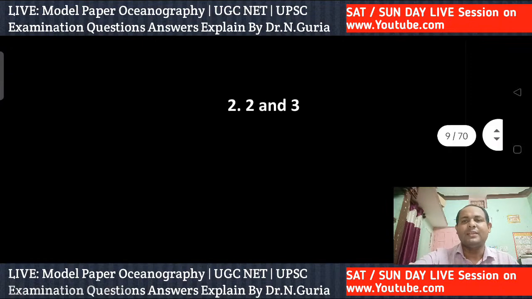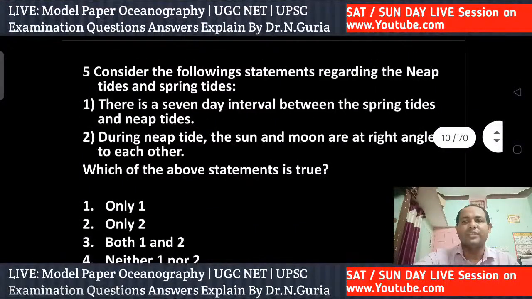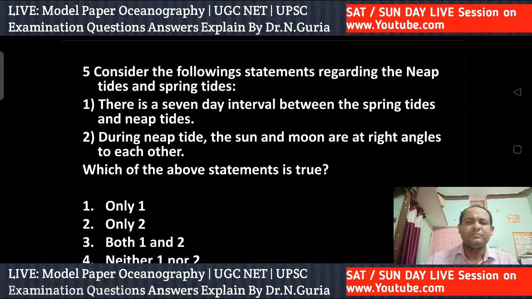Now there is another question, question number 5. Consider the following statements regarding neap tide and spring tides. Very important. 1. There is a 7-day interval between the spring tide and neap tides. 2. During the neap tide the sun and moon are at right angles to each other. Which of the above statements is correct?